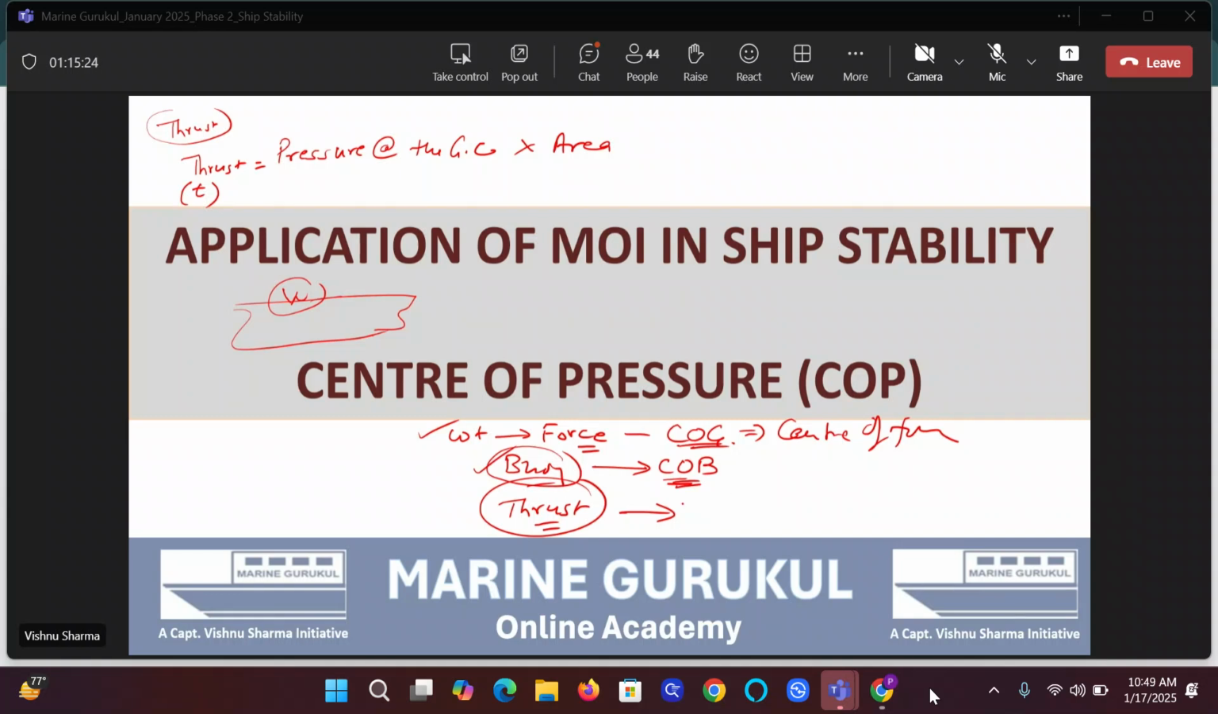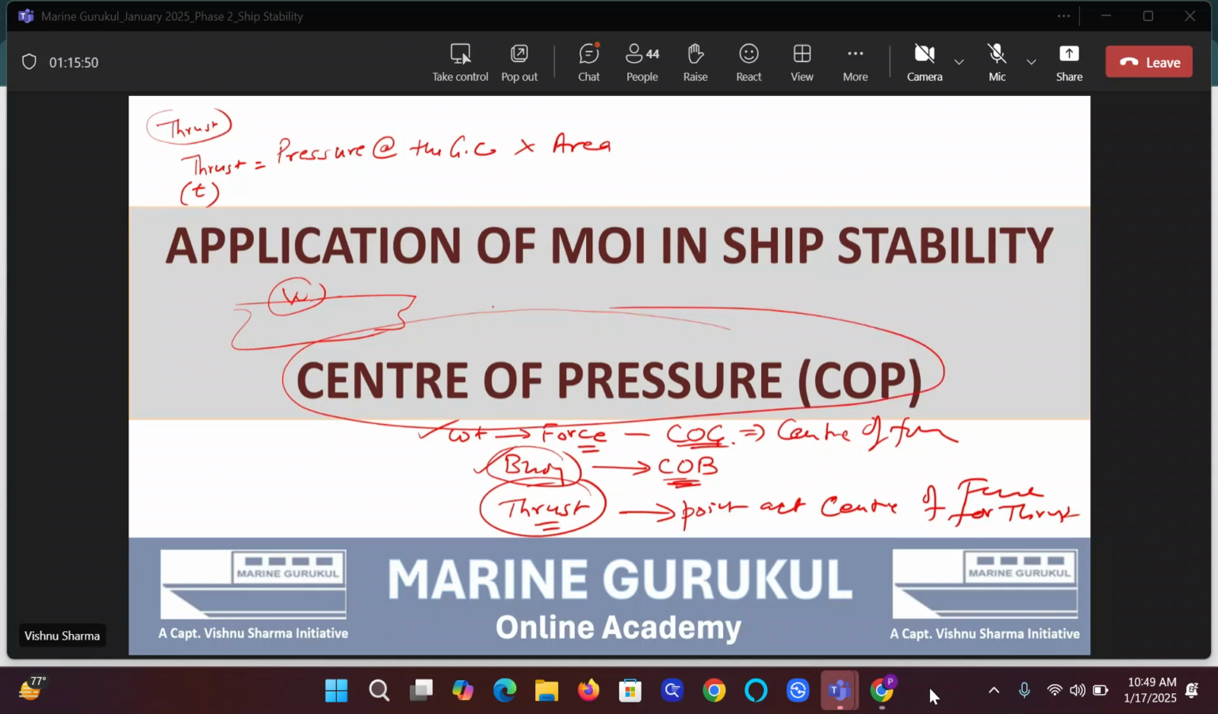Then there should be a point which acts as the center of force for thrust, like the center of gravity and the center of buoyancy. This point, through which the entire thrust can be assumed to be acting, is called the center of pressure. So what is center of pressure? It is the point through which the thrust on a surface can be assumed to be acting.